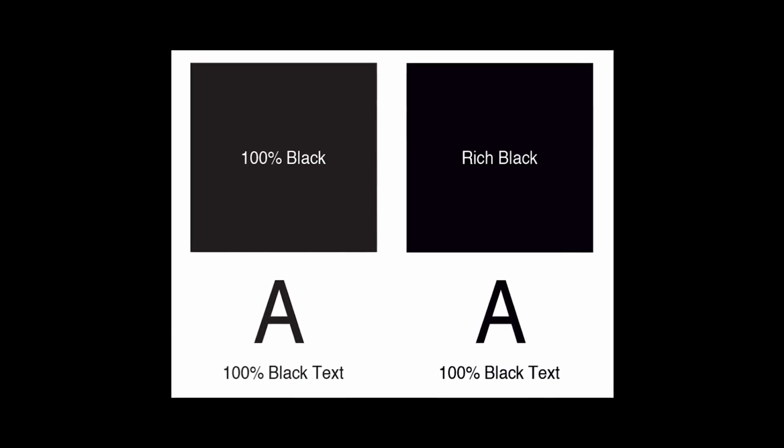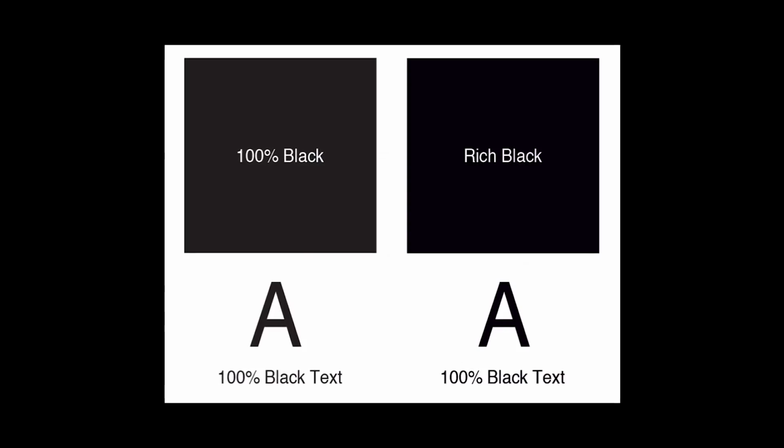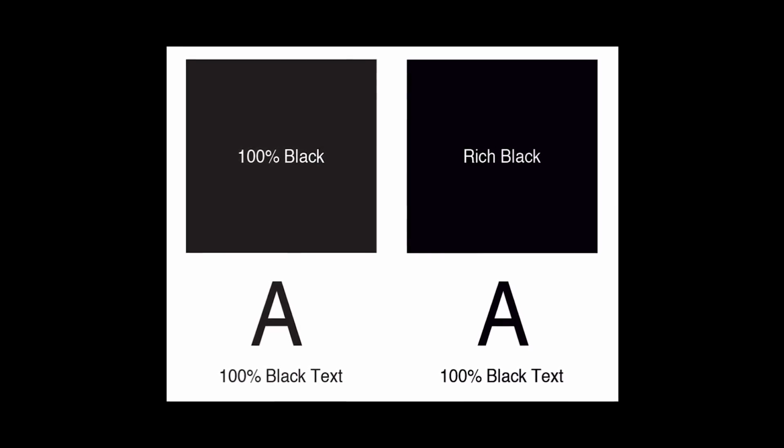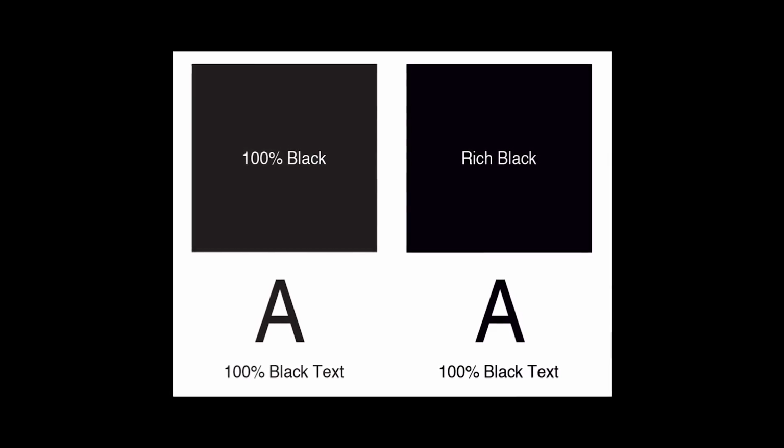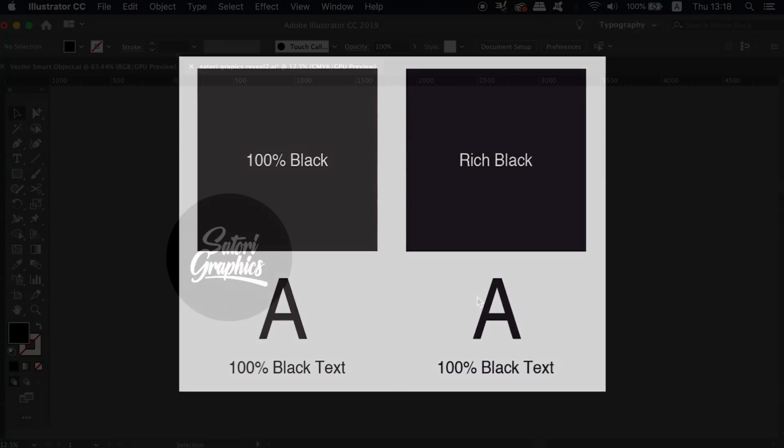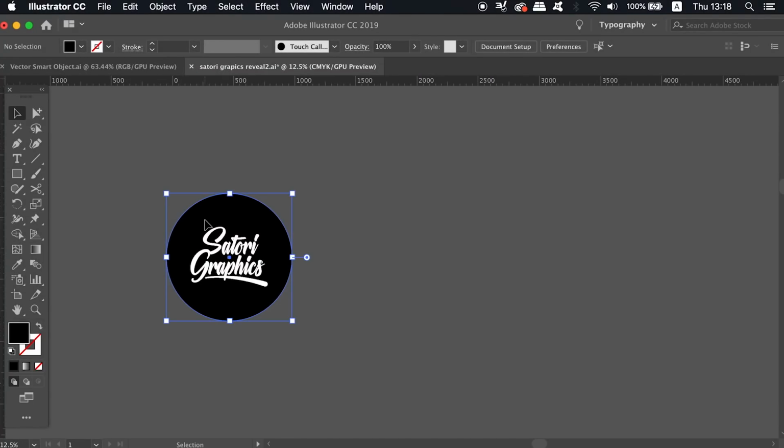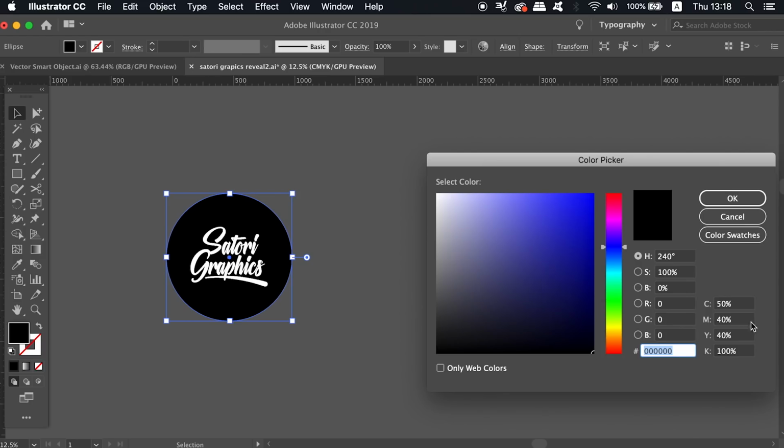Now this standard black is printed strictly with the black toner, or the K cartridge. Rich black, however, combines K with the other C, M and Y colors. This layering provides richness and a depth to the color. I personally like to use the CMYK values of 50, 40, 40, 100 for my rich black.